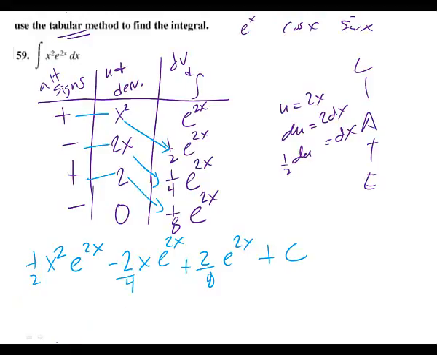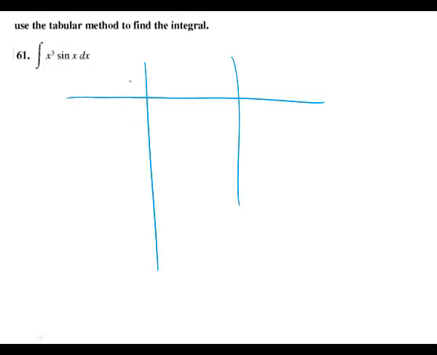Okay. We good with 59? Okay, let's look at 61. So another tabular method to practice. We know it's good because it's got a sine in it. So we're going to alternate the signs. We're going to do u and its derivative, and dv and its integral.